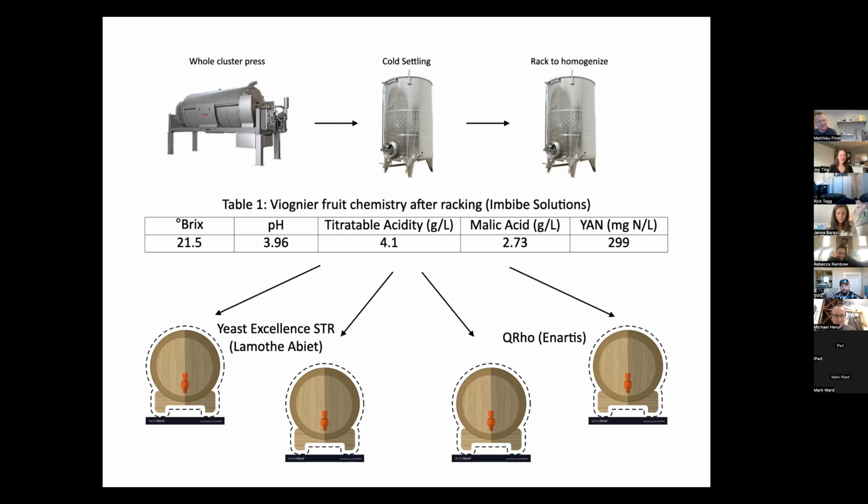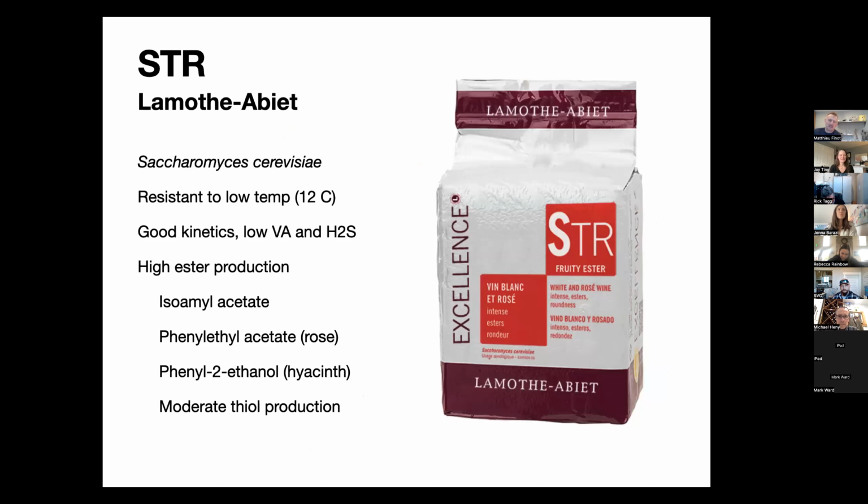So your control yeast in this case was Yeast Excellence STR. Can you just tell us a minute about why you like to use that particular yeast on Viognier, just so we know what you're comparing here? Like STR, like ester. It's in the name. It's a yeast that produces esters, and it's a yeast that I kind of like to use with La Motte Aviette.